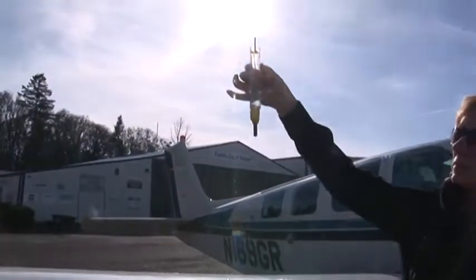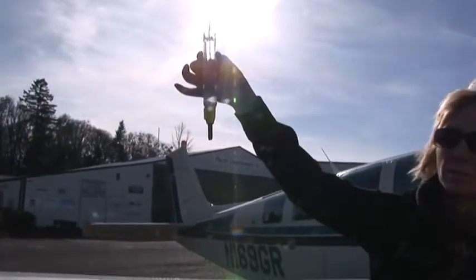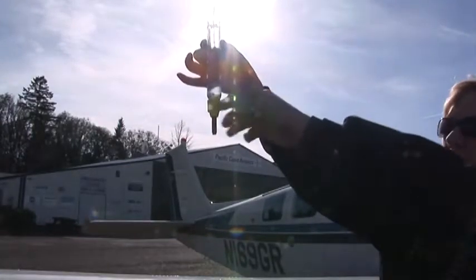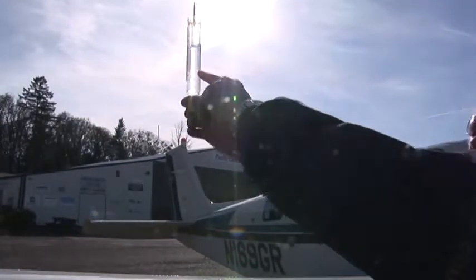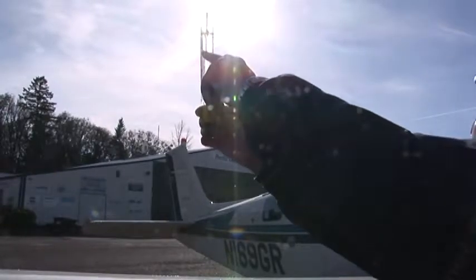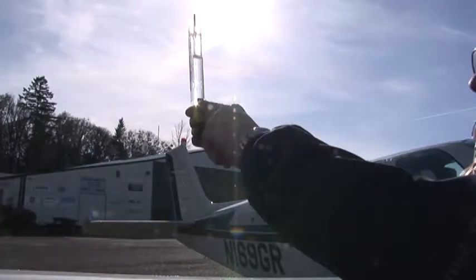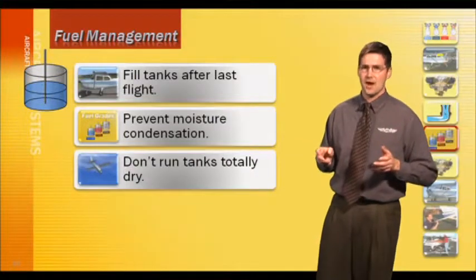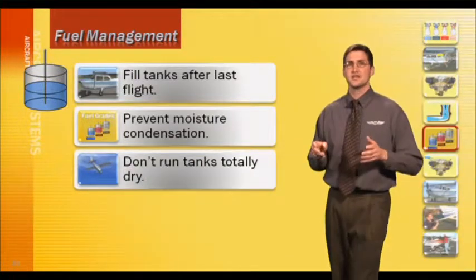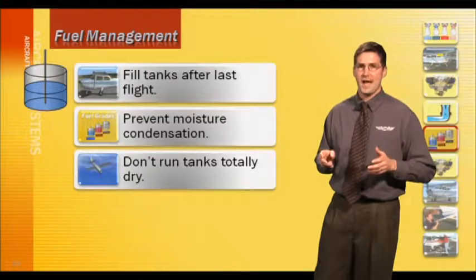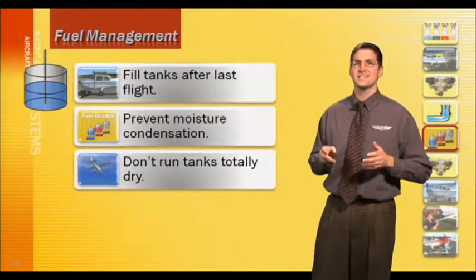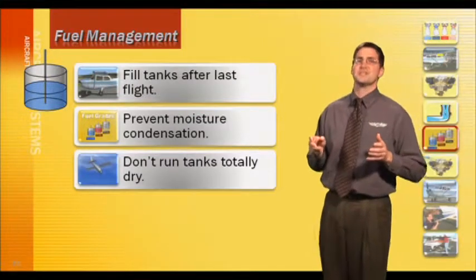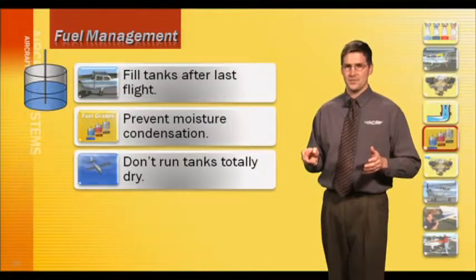Since water and most contaminants settle to the fuel tank bottom, thoroughly drain all sumps, drains, and strainers before a flight to purge contaminants and water. If your aircraft is equipped with fuel pumps, either engine-driven or electrically powered, remember, don't run the tanks dry before switching tanks. This may cause the fuel or boost pump to draw air into the fuel system, causing vapor lock and or damaging the fuel pump, thus ultimately resulting in an engine stoppage.